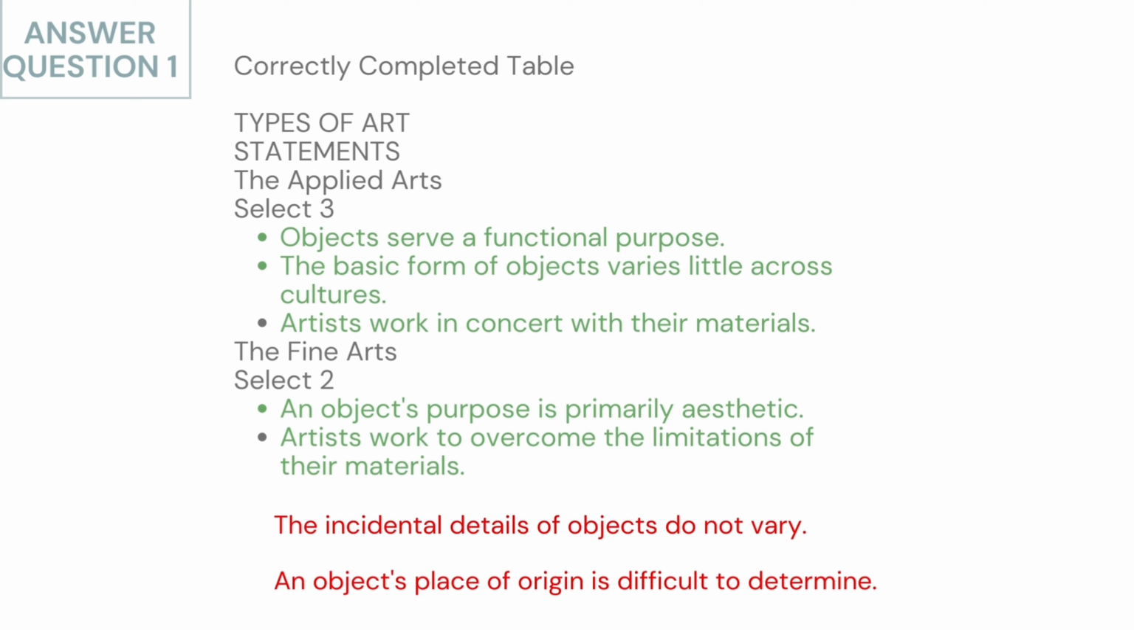And the last statement, an object's place of origin is difficult to determine. This answer choice is implicitly refuted in reference to applied arts in the next to last sentence of paragraph 1. So it's not as clearly refuted, but you can make an inference. That sentence notes that both Shang Dynasty and Inca vases are identifiable as such based upon differences in detail.